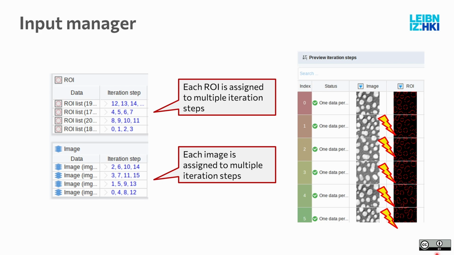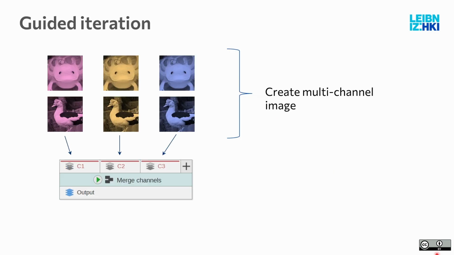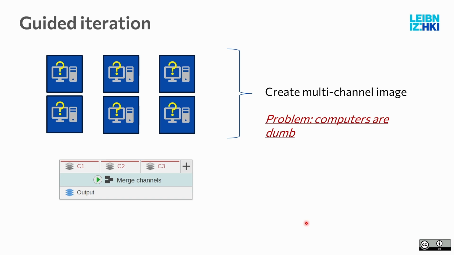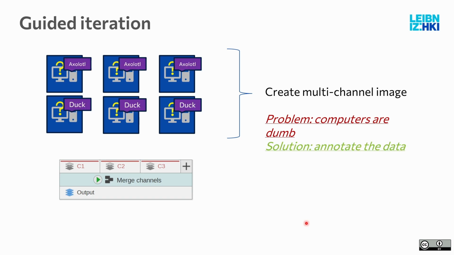I'll give you another example where this is very common. It is the Merge Channels node, because it merges multiple channels, like an RGB image. It's one that is configured with 3 input channels, C1, C2, C3. And we see this as humans. Okay, this is an axolotl. These are ducks, and of course we can match them up. But this is a computer. It doesn't see anything. Computers are super dumb. We have to give it information that it can use to discern what stuff is put together.